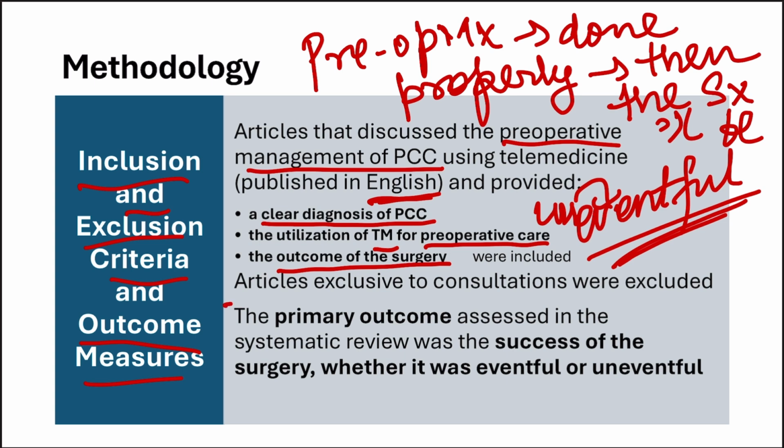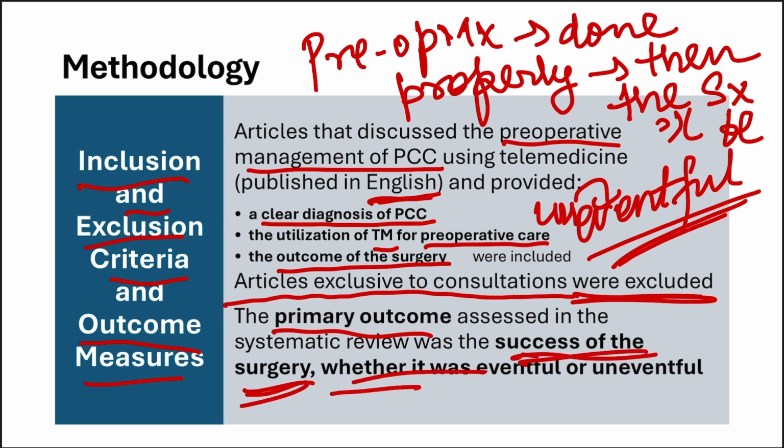Articles which were exclusive to consultations, that is, where the patient goes to the clinic for follow-up visits and consults the doctor, were not included, because here we are studying the intervention, and the intervention here is telemedicine, not direct consultation. And the primary outcome, as I've already mentioned, was the success of the surgery, that is, whether the surgery was eventful or uneventful. Eventful means there is some complication associated with the surgery, and uneventful means a successful surgery. So this was about the inclusion and exclusion criteria and the primary outcome measures.